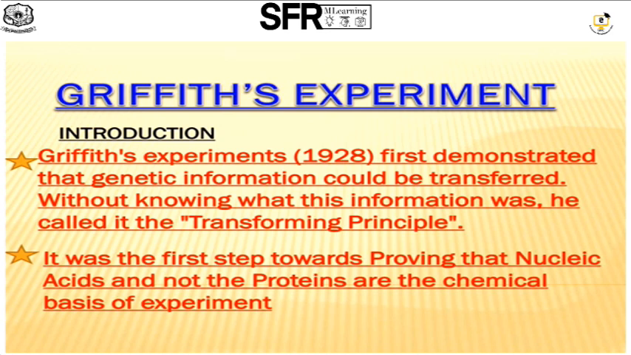First, you have to see the introduction part of the Griffith experiment. In 1928, Griffith demonstrated that genetic information could be transformed, without knowing what this information was, so he called it the transforming principle.